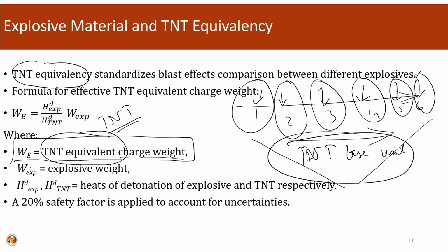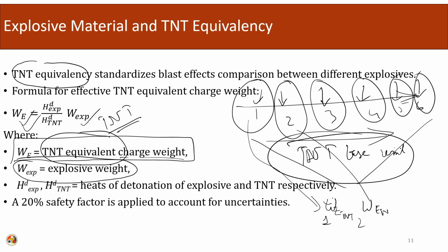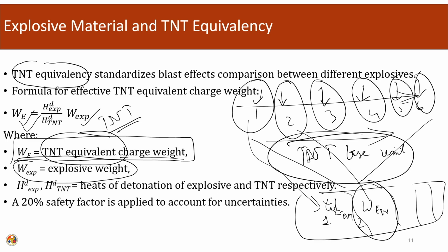We can take any explosive and express its effect in terms of the equivalent amount of TNT. If you want to compare the effects of different types of explosives, we can convert them into equivalent TNT. So this value might be equivalent TNT 1, equivalent TNT 2. Since they are all in the same units, we can compare them and see which one is producing the maximum pressure, maximum positive duration, or any other parameter.